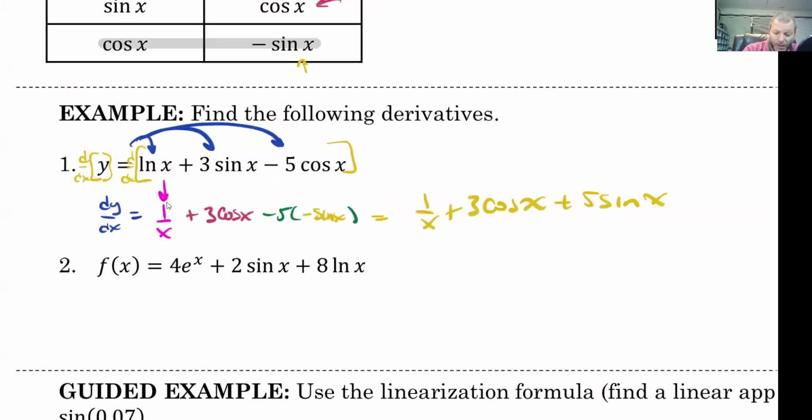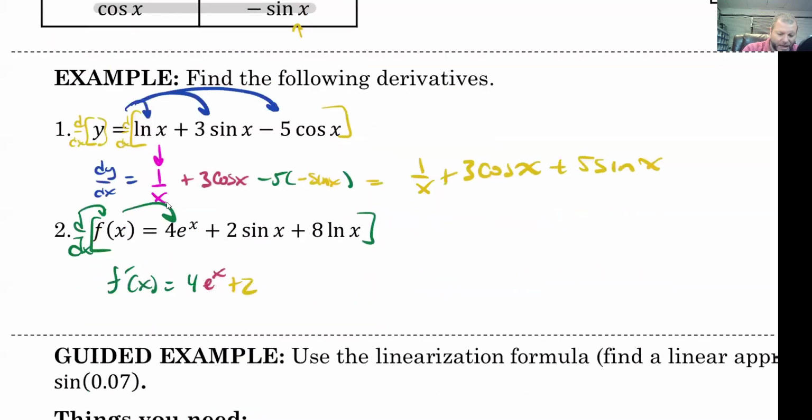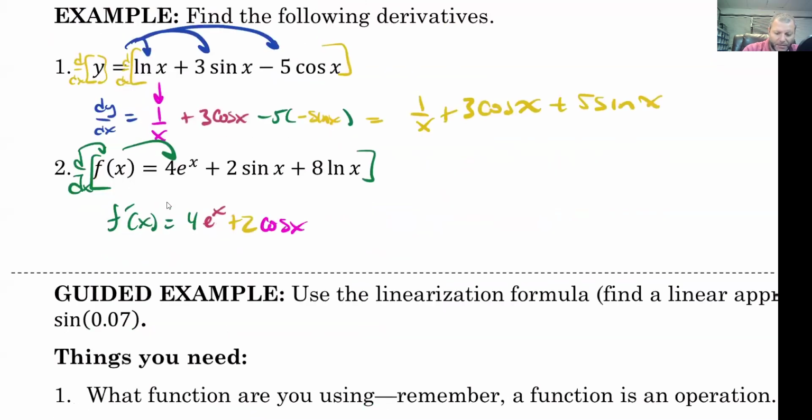If we did the one below it, again, we can take the derivative of both sides. Derivative of f of x is going to be f prime of x. Derivative of 4e to the x, again, we can just pull that constant out and act like it wasn't there. Derivative of e to the x is e to the x. So we're going to get plus 2. It's a constant. We can pull it out. Derivative of sine is cosine. And we can pull that 8 out of the 8 natural log of x. Derivative of natural log is just 1 over x. So 8 times 1 over x is just 8 over x.